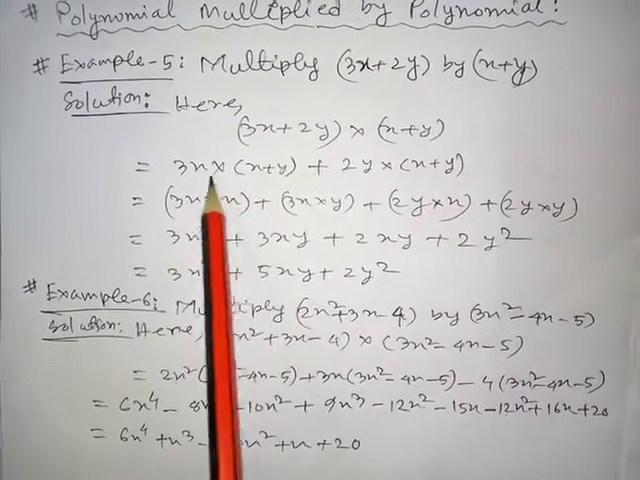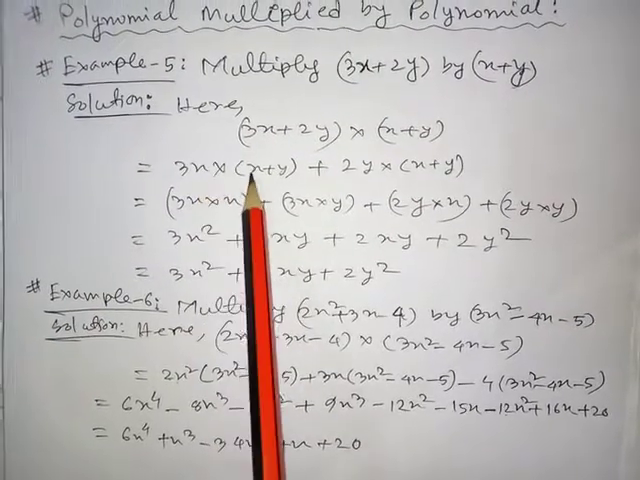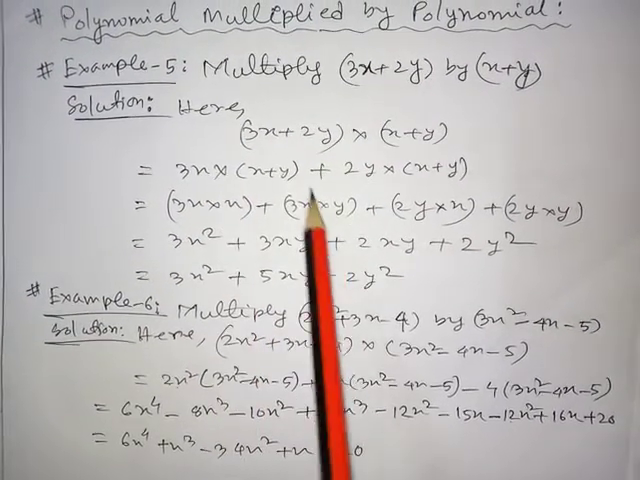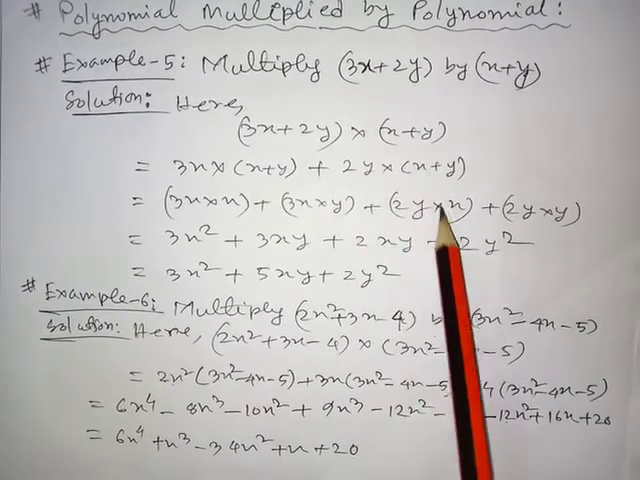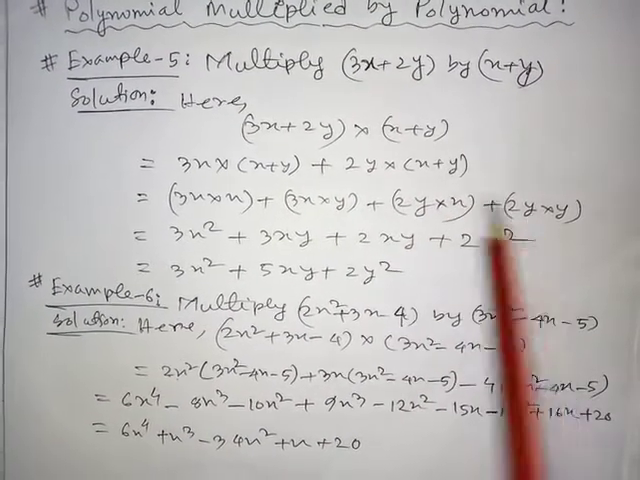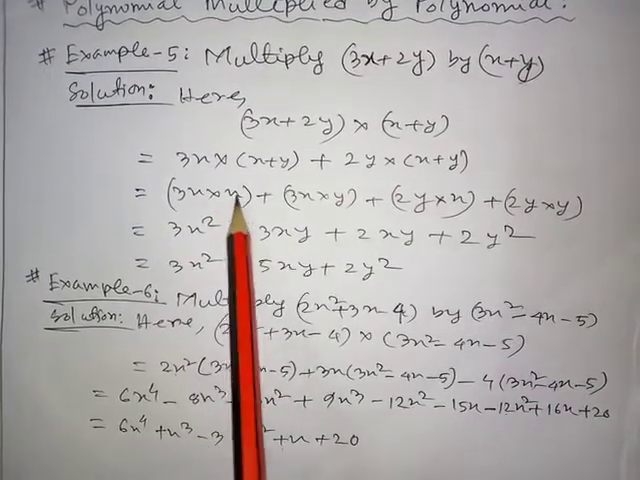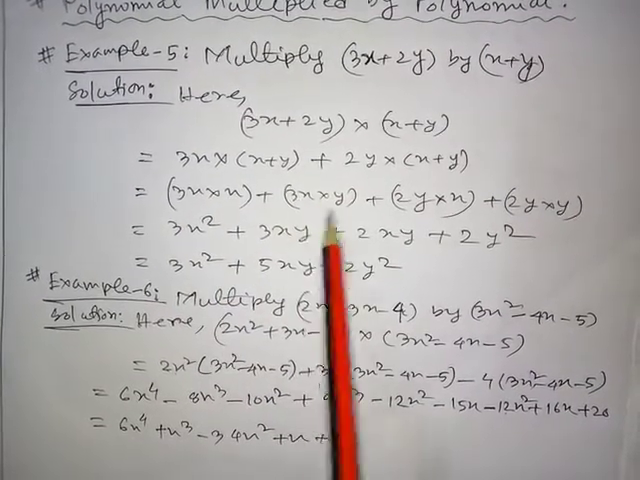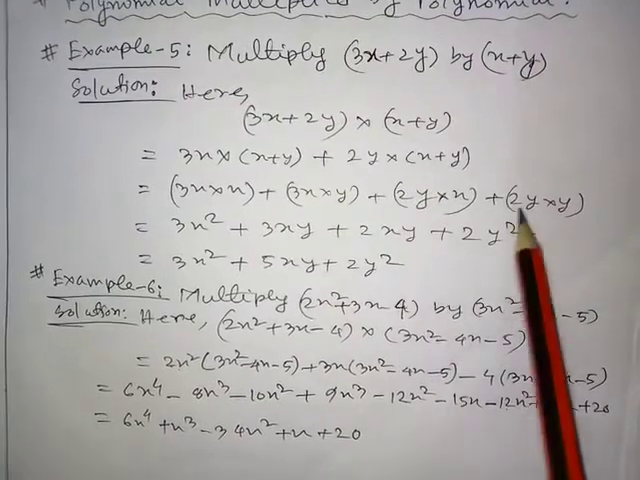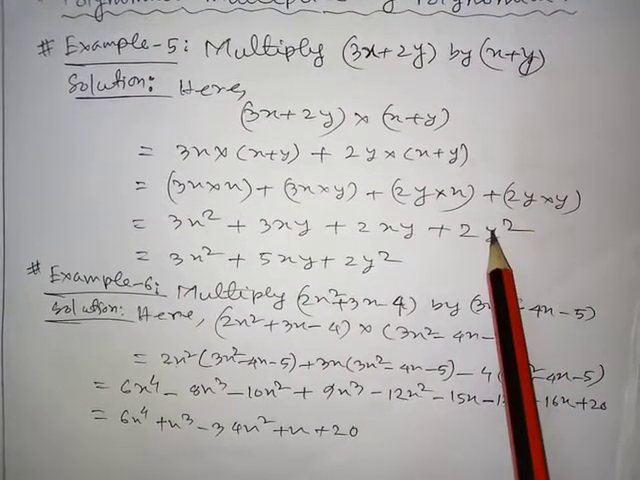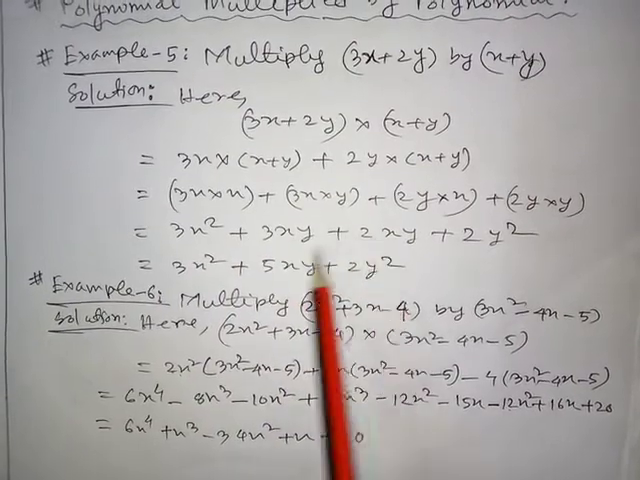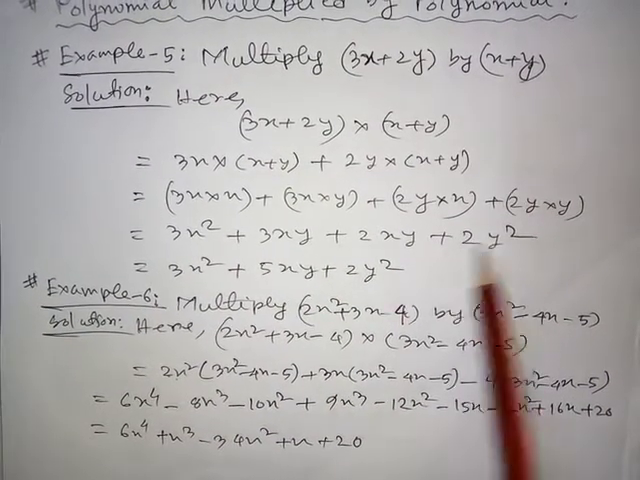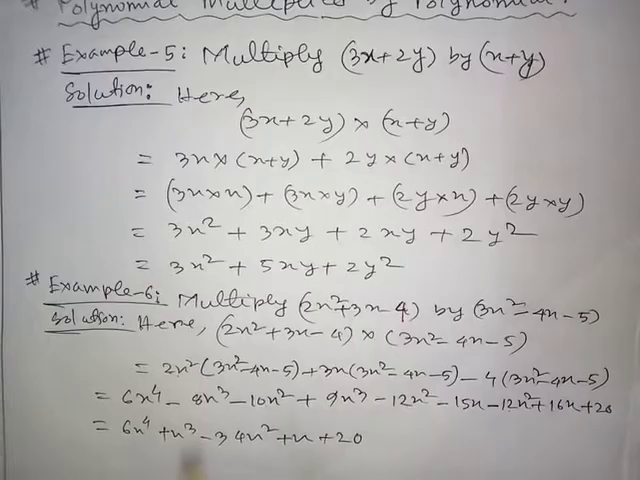Now for this part, multiply 3x with x and 3x with y. For this part, multiply 2y with x and 2y with y. Then this is 3x square, 3xy, 2xy, and 2y square. So at last what will we get? 3x square, 3xy plus 2xy will be 5xy, and here is 2y square, the same. So this is the final result.